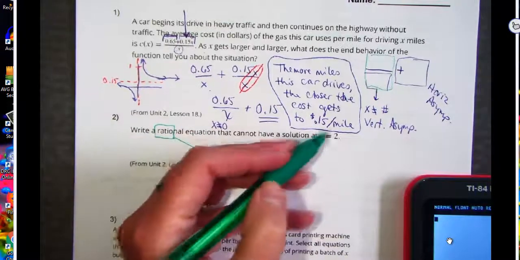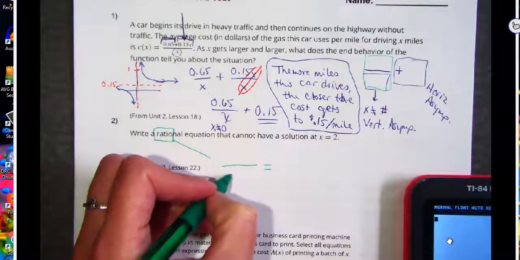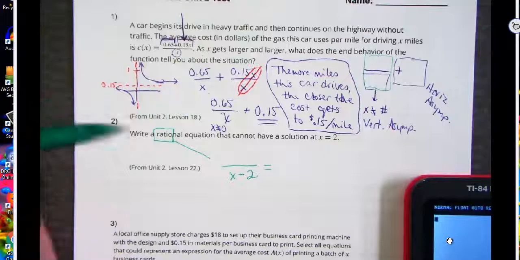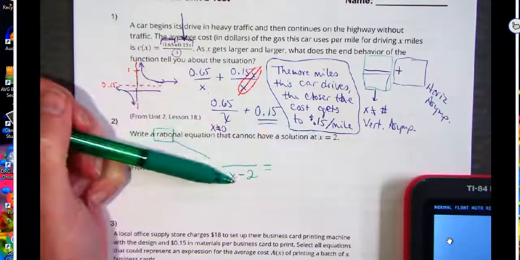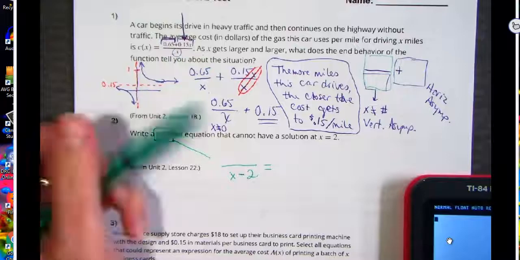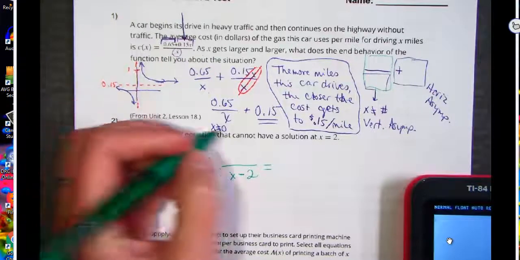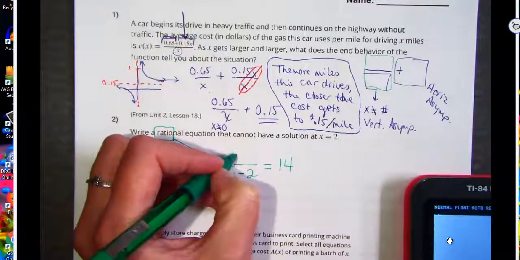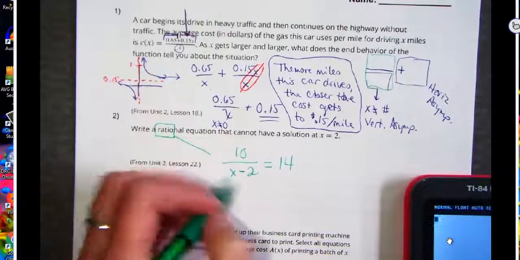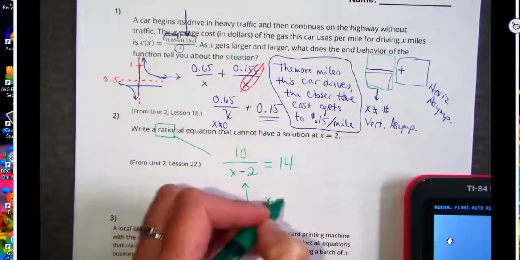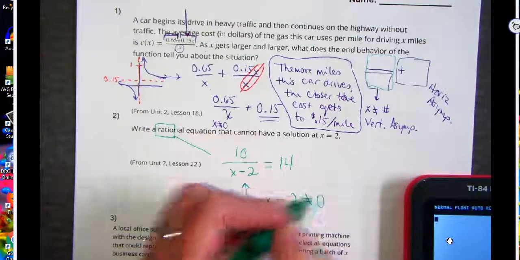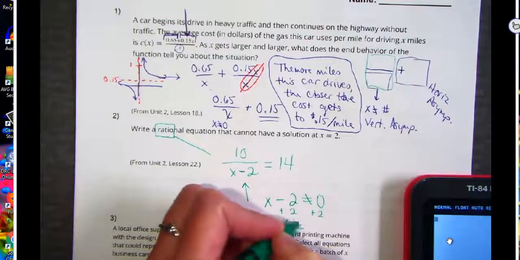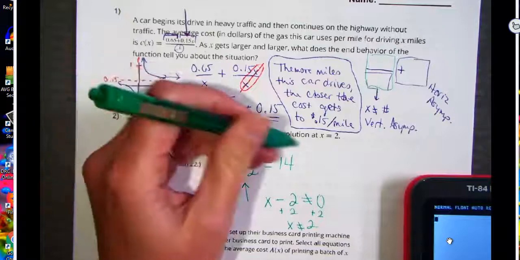So I cannot have some denominator where I have x minus 2 in the denominator. This is one of the simplest ones I could write, because if I plugged in 2 for x, my denominator would end up with 0. Now, it really doesn't matter much what else I put here. So maybe I have something like 14, and maybe something like 10. The important thing, though, is that we want to set it up so my denominator can't equal 0, and that means that my x cannot equal 2. Cannot have a solution at that point.